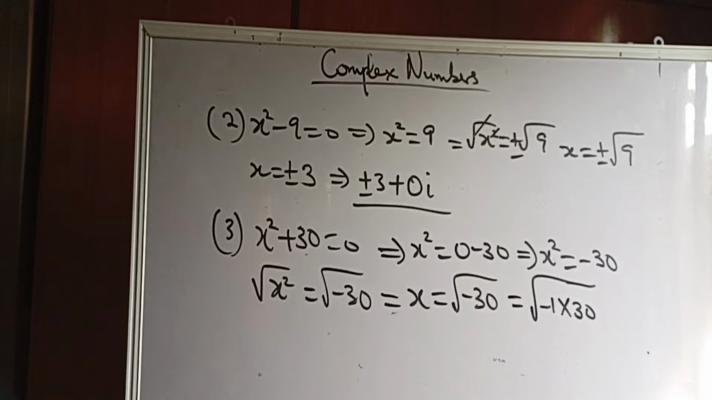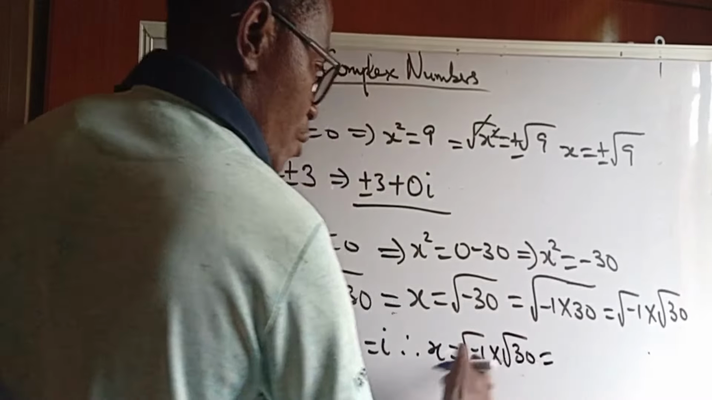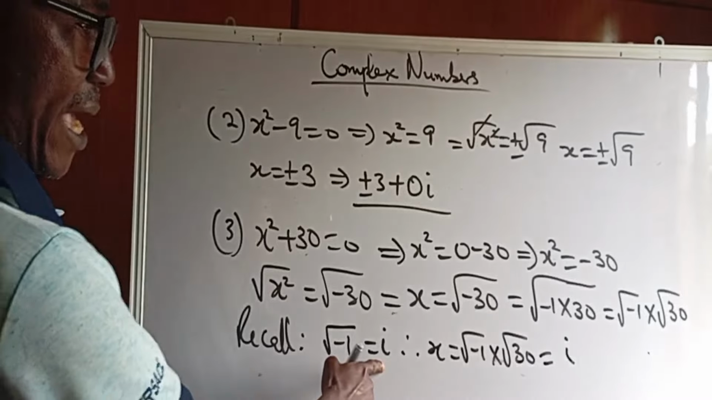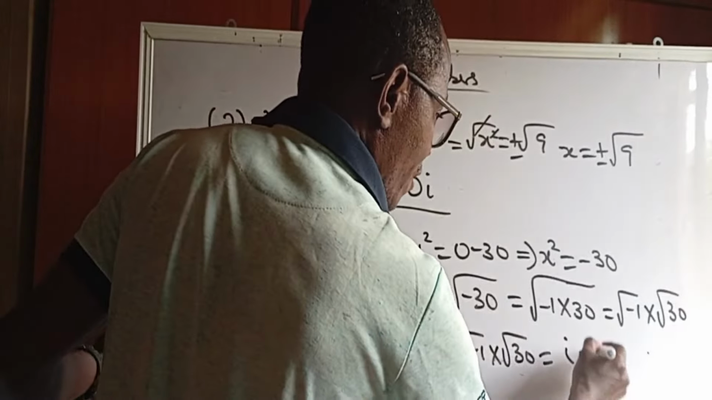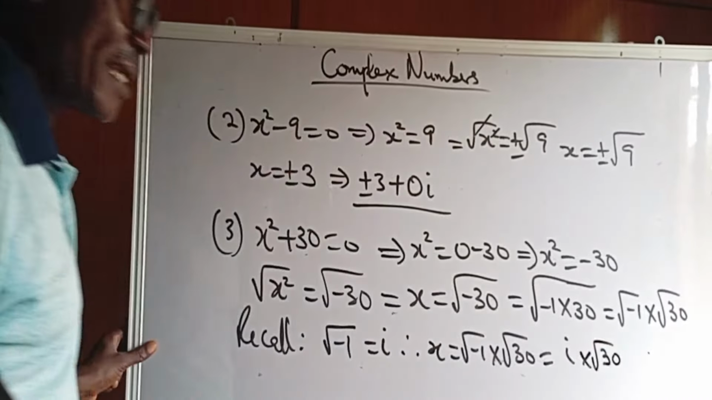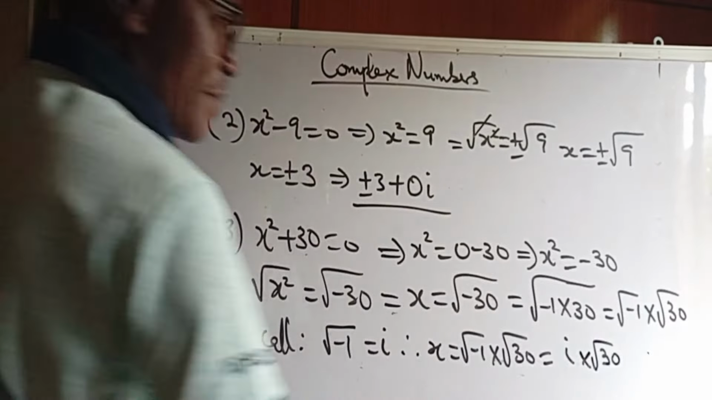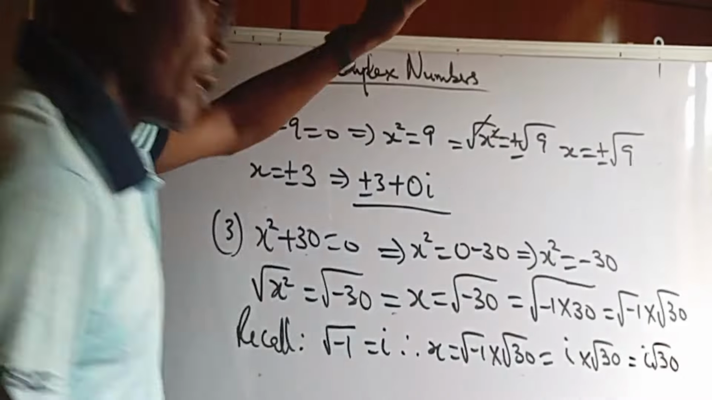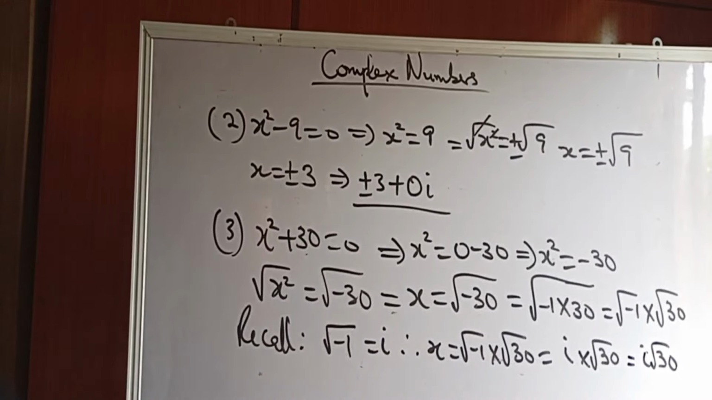So what we have here is our x, which is equal to the square root of minus 1 times the square root of 30, and that will now be equal to i times the square root of 30, because the square root of minus 1 is i. So you can have i root 30. Now, how do we express it in the form x is equal to a plus bi?